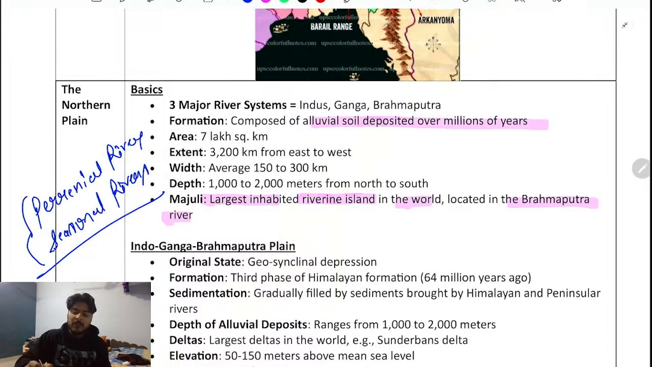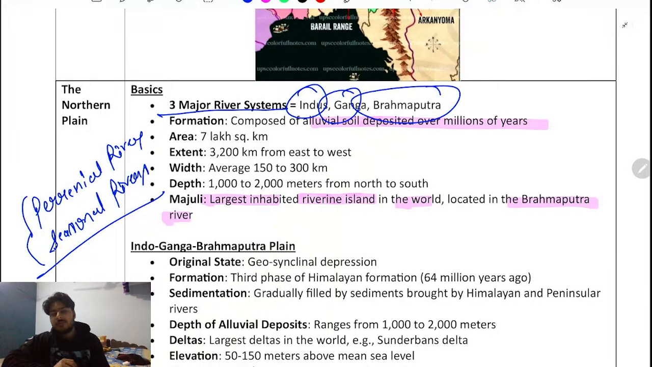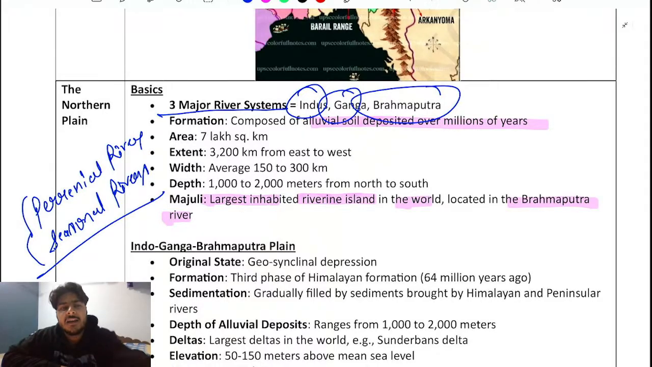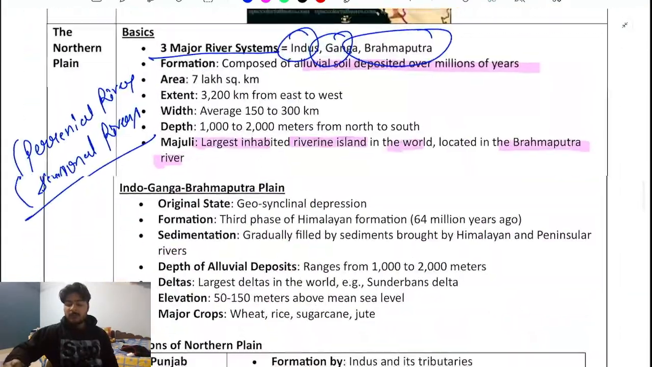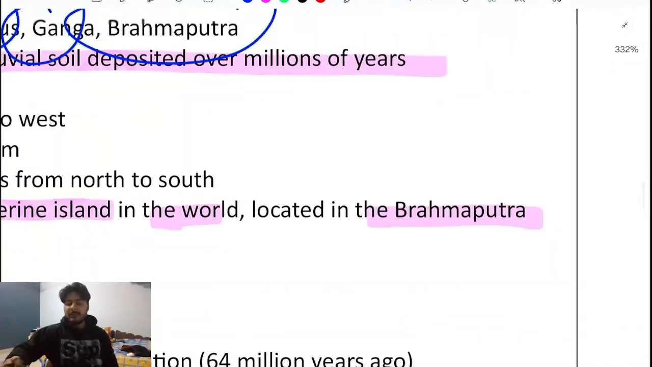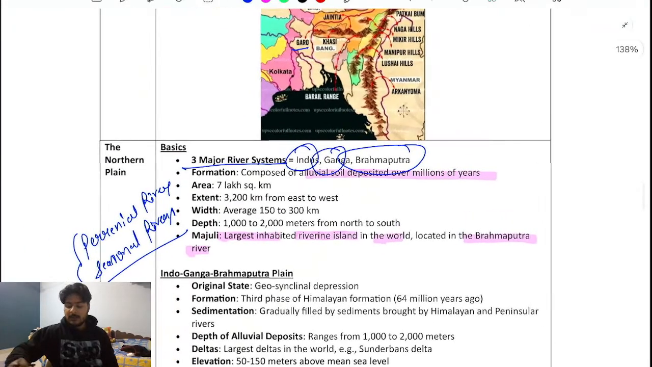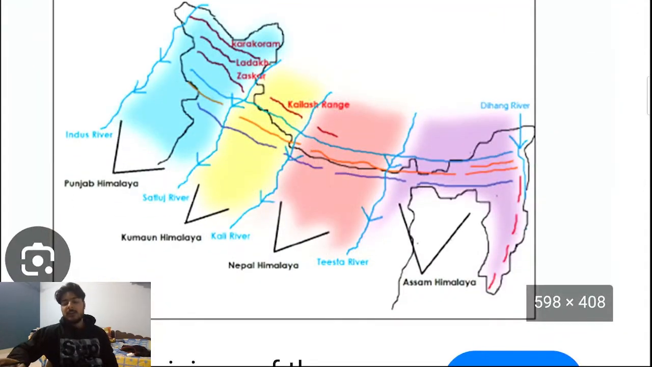Here we will talk about the three major river systems we have in India: the Indus, Ganga, and Brahmaputra. Now the Indus is the Indus river system, and we'll talk about it in detail. No problem. So basically, let's just talk about the Indus water system.